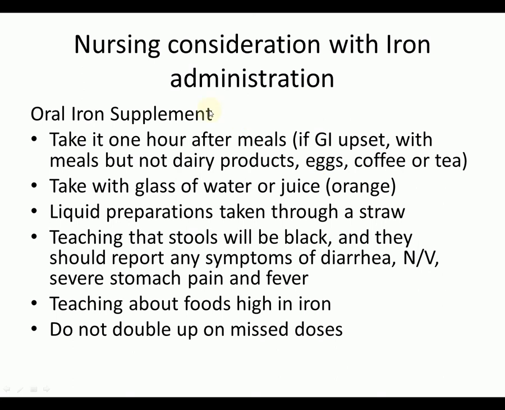Nursing considerations with iron administration: you want to take it 1 hour after meals. If they have GI upset, they can take it with meals, but not dairy products, eggs, coffee, or tea, because they will bind with the iron. You want to take it with a glass of water or a glass of juice, orange juice preferably. Liquid preparations are taken through a straw because it can permanently stain the teeth. You need to teach them that their stools may be black and they should report any symptoms of diarrhea, nausea, vomiting, severe stomach pain, or fever to their physician.